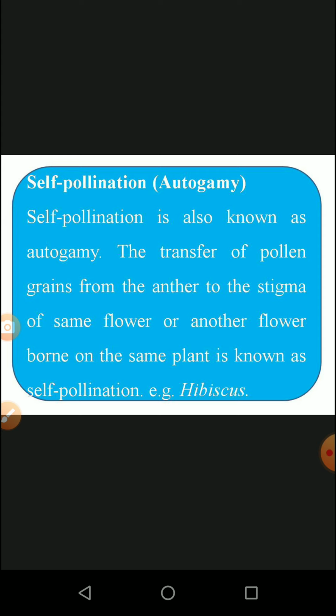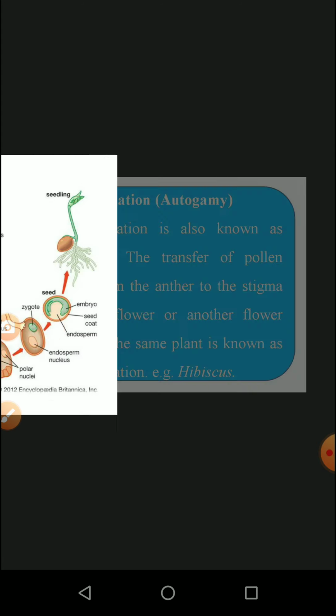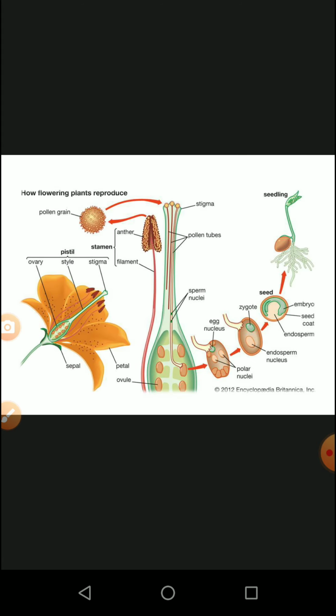One more question: the transfer of pollen grain from anther to stigma of the same flower, or another flower borne on the same plant, is called self pollination. The best example is a hibiscus flower, and this is the diagrammatic representation. This is a hibiscus flower, and the pollen grains are transferred.